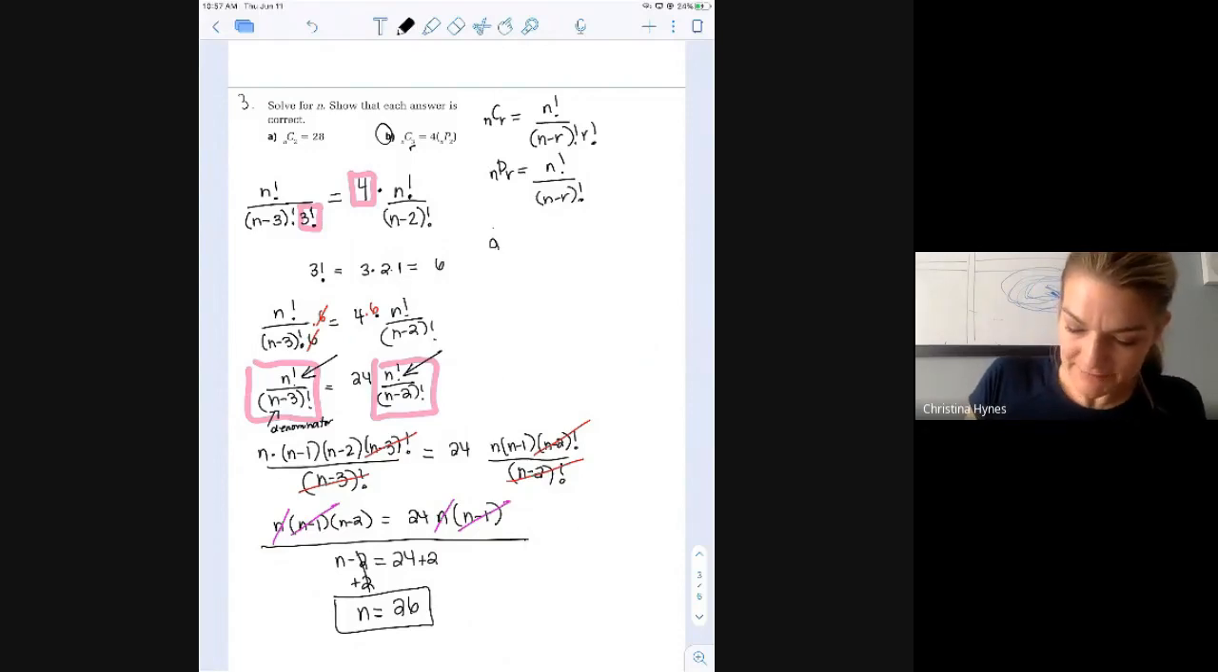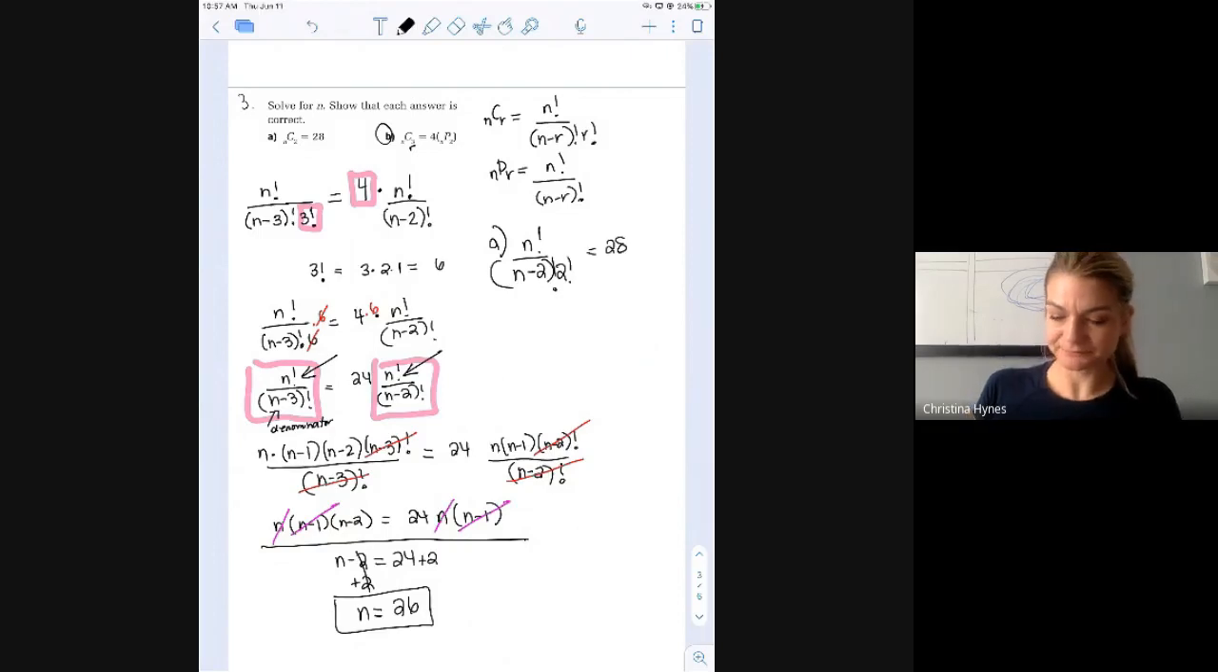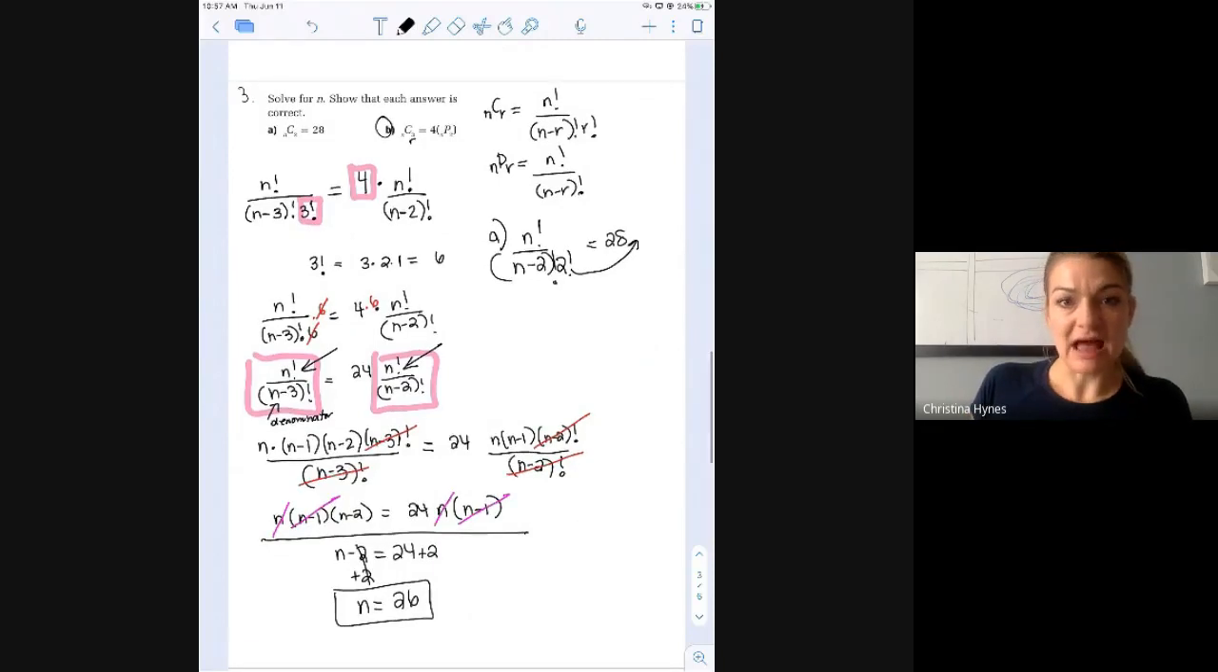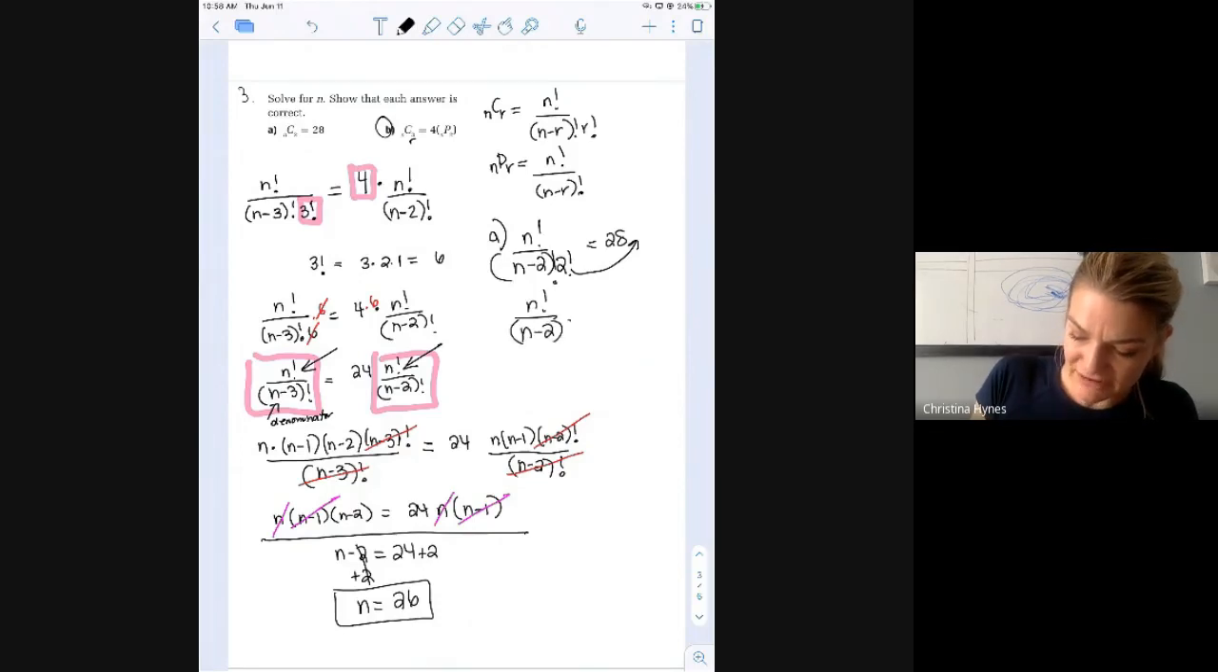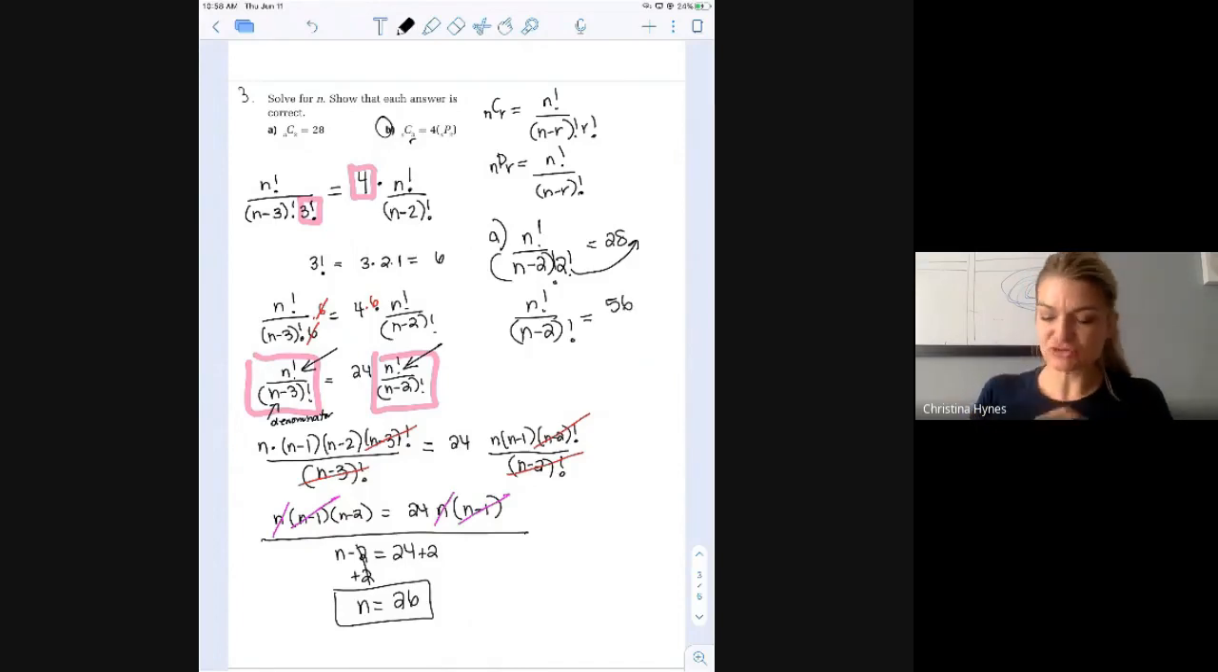So for A, remember how we're using n over n minus 2 factorial, 2 factorial, and that's equal to 28. So this 2 I'm going to bring to the other side. 2 factorial is just multiplying 28 by 2, so it's going to be n factorial over n minus 2 factorial, which is 56, because 28 times 2 is 56.